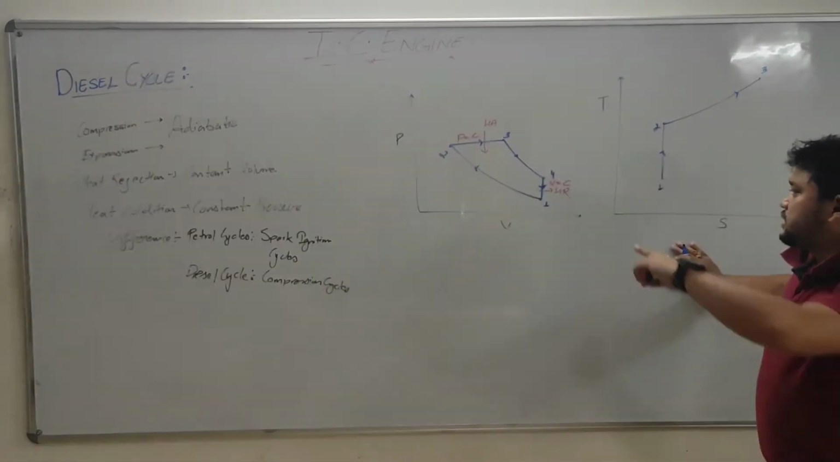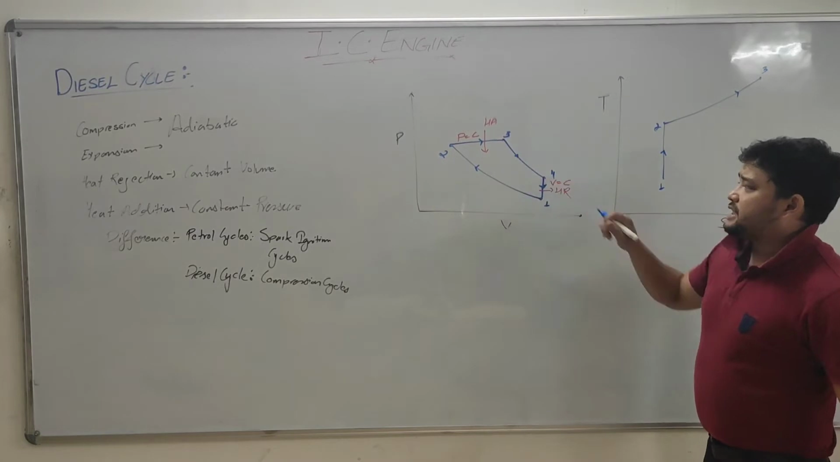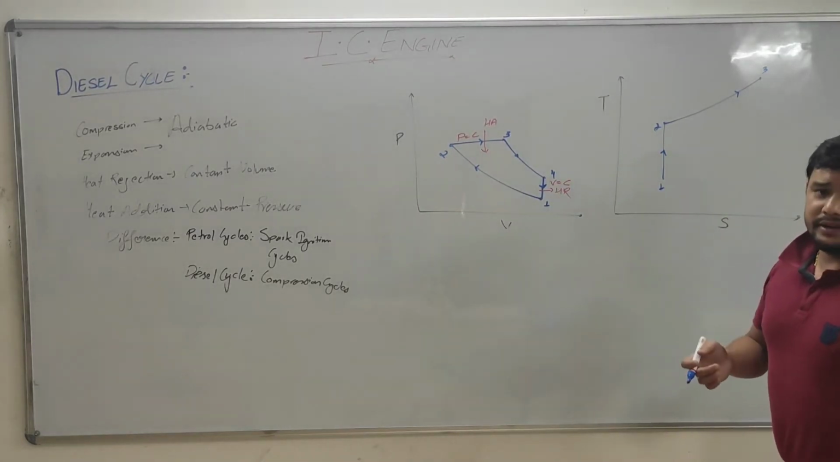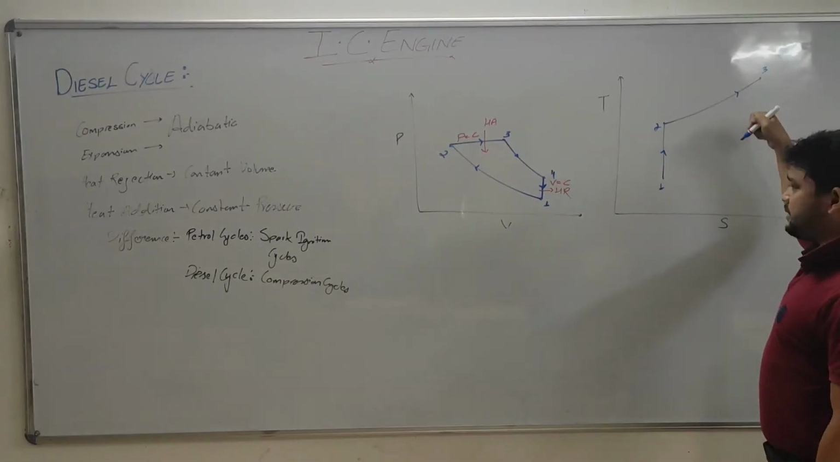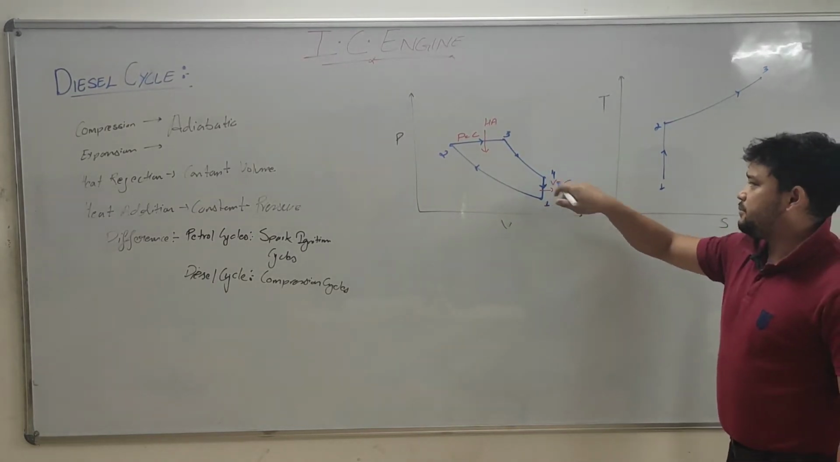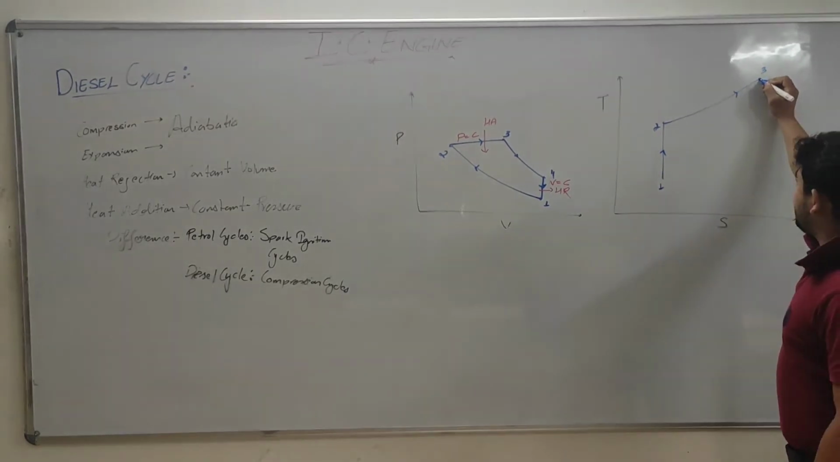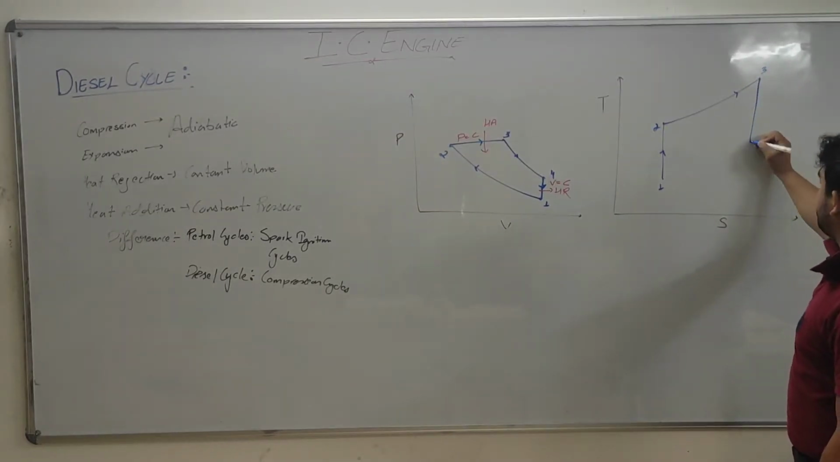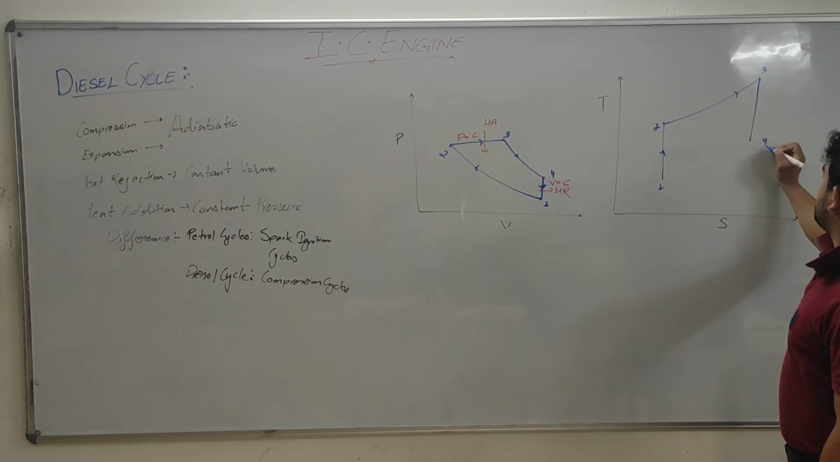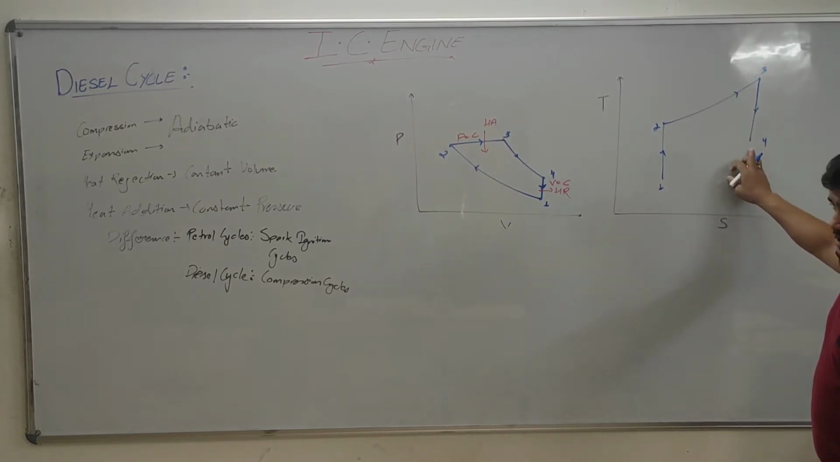From 3 to 4, what will happen? 3 to 4, adiabatic expansion will take place. Again, it is an adiabatic expansion, meaning entropy will remain the same, but the pressure reduces and the temperature also reduces, so we can draw a vertical line like this, 3 to 4. Again, 3 to 4 is adiabatic expansion.